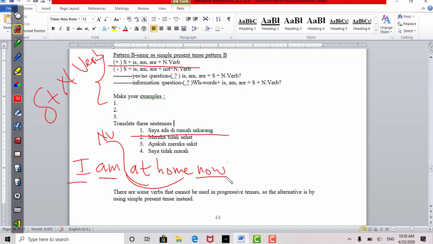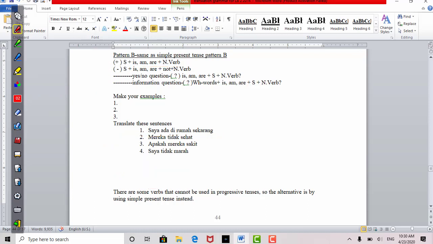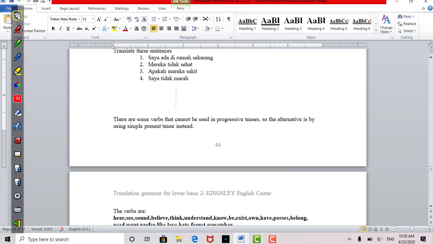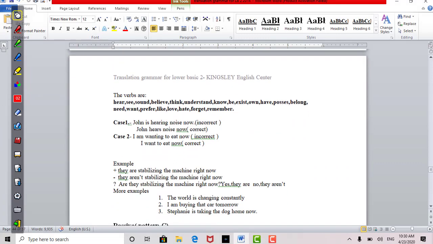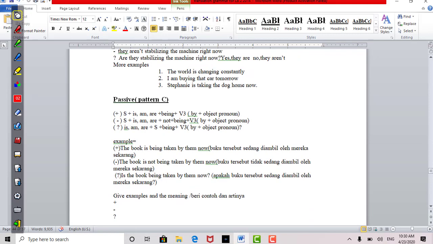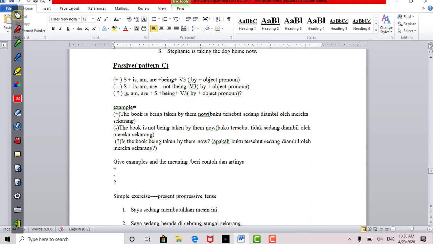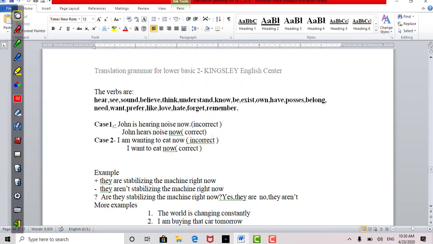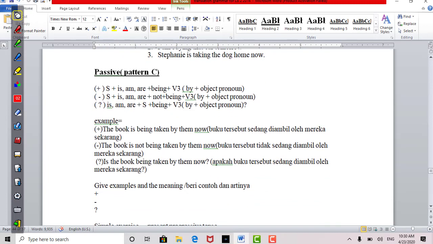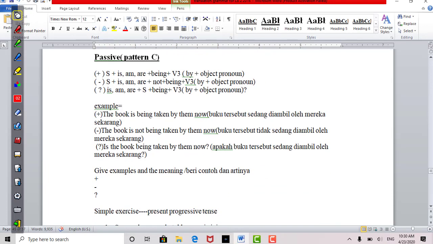Now there's something new that I want to tell you. We will talk about pattern C. This one will be the last pattern in present progressive. In the present progressive tense, this will be the last one. We will talk about passive, or pattern C. When we talk about passive, or pattern C, we will use verb 3 over here, and then we will put the object as subject.